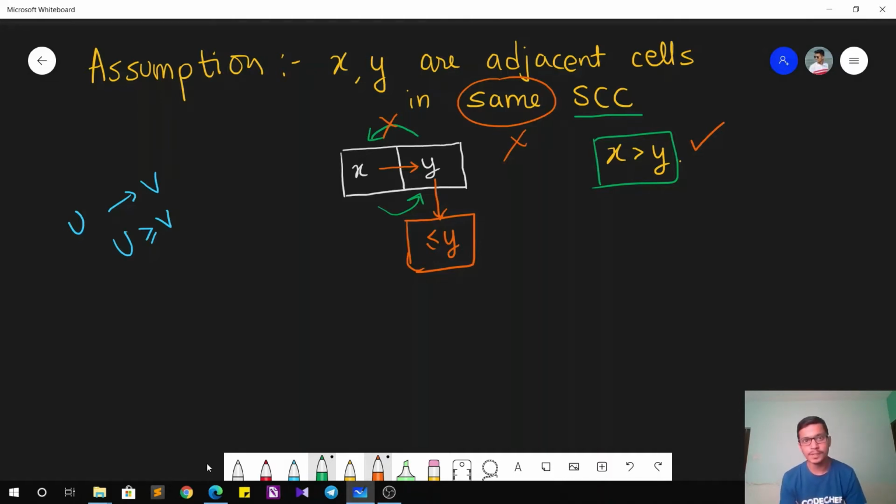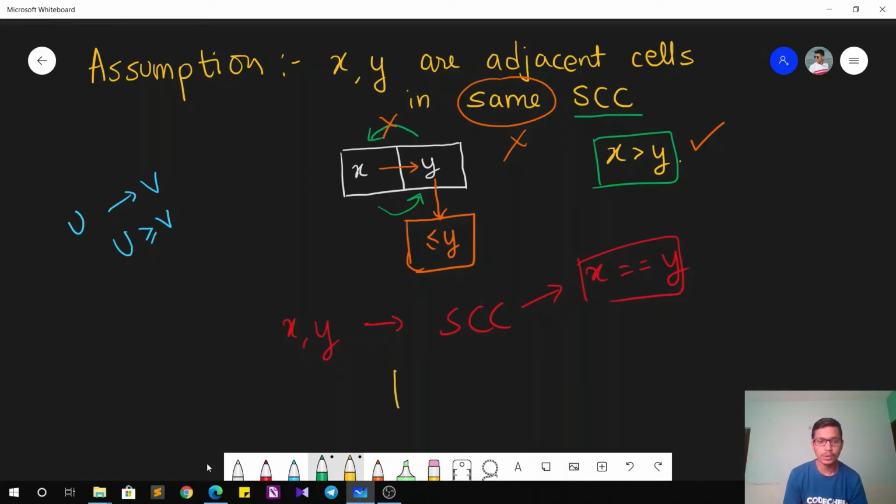So now it's pretty obvious, and most of you must have guessed by now, that for two cells x and y to be in the same strongly connected component, their values must be the same, right? If and only if their values are the same, then they can lie in the same strongly connected component. But what this also implies is that now there's no meaning of the directed edge. Why? Because let's say that there are two adjacent cells containing the same values, that is x and x, then the edge would be bidirectional, right? Because x is greater than or equal to x, and again x is greater than or equal to x. So the edges would be bidirectional.